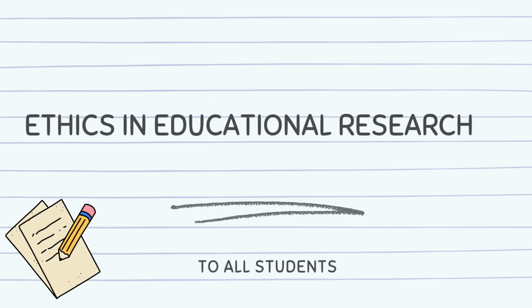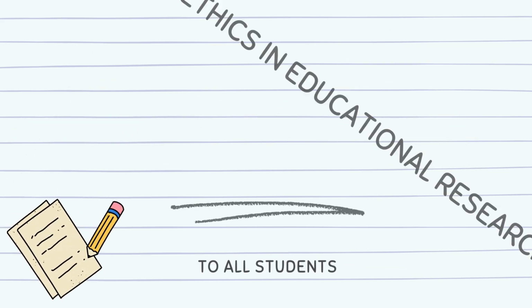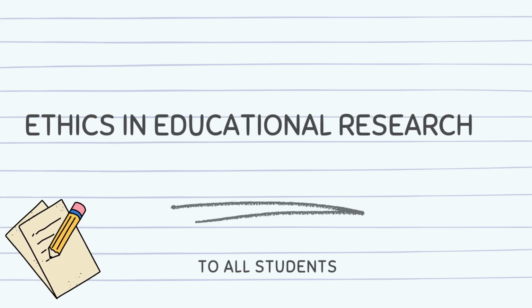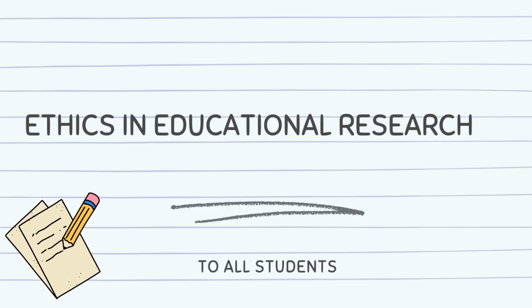Application in thesis writing. In Chapter 2 of your thesis, the literature review, you should also review studies with a critical eye on their ethical practices. Were participants treated fairly? Was informed consent obtained? Did the authors mention ethical clearance? Addressing these questions not only strengthens your review, but also shows your awareness of ethical standards.